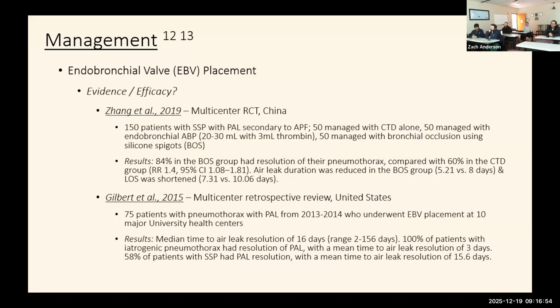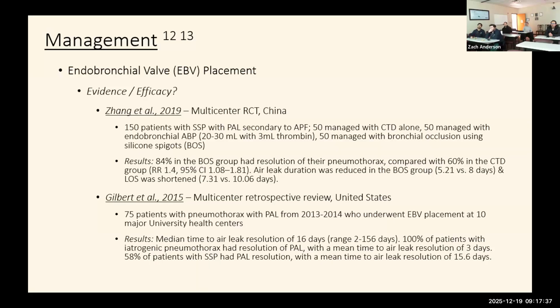There is a retrospective review from the United States, from Barnes Jewish, University of Minnesota, SLU, and some other big names. Mayo was not included in this retrospective review for some reason. It was 112 patients they found who they thought could be used for it. Only 75 patients actually underwent valve placement. They showed that the median time to air leak resolution here was 16 days, but look at that range, 2 to 156 days.